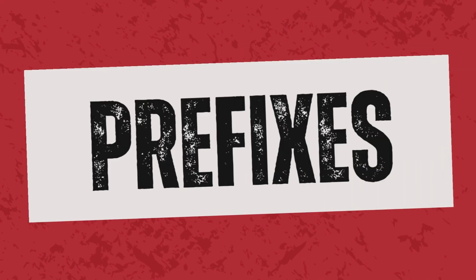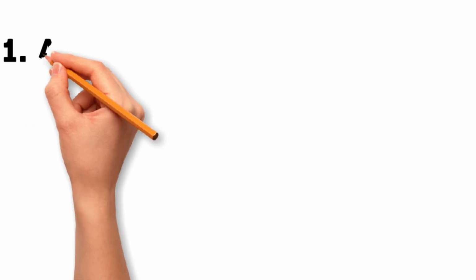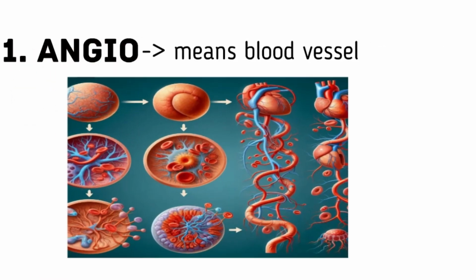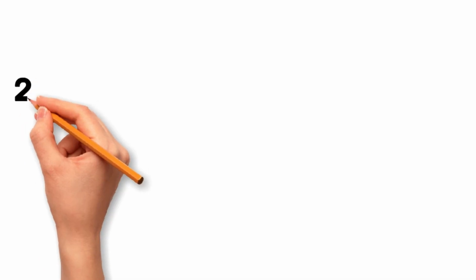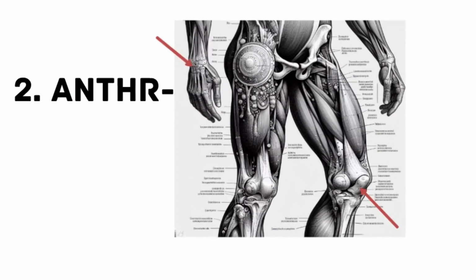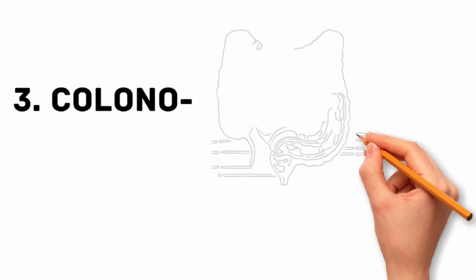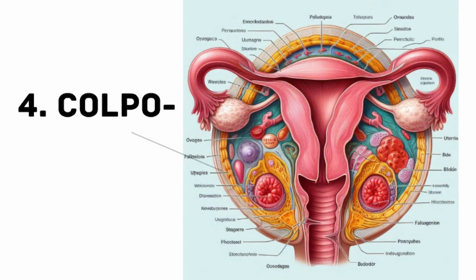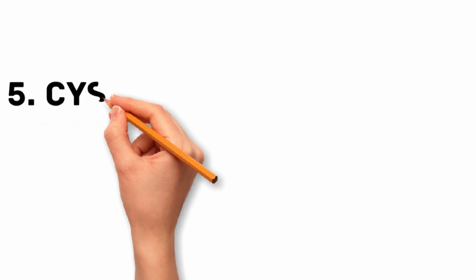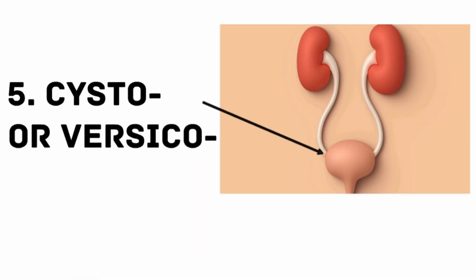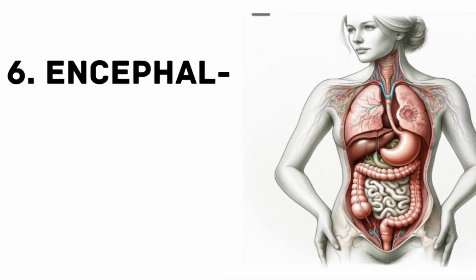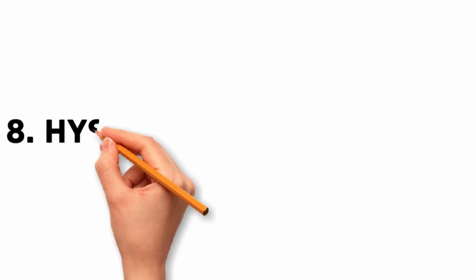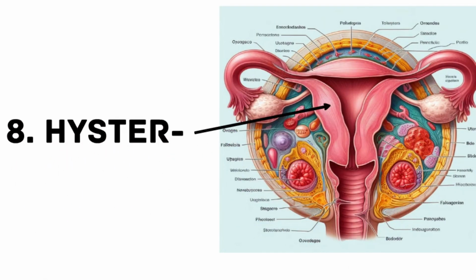Now, let's dive into the prefixes. We have 1. Angio, means blood vessel, like angiogenesis in embryology, which means development of blood vessels. 2. Arthro, means joints. 3. Colono, like it sounds, means colon, the large intestine. 4. Colpo, means vagina. 5. Cysto or vesico, means the bladder. 6. Encephal, means head. 7. Gastro, means stomach. 8. Hyster, means uterus.